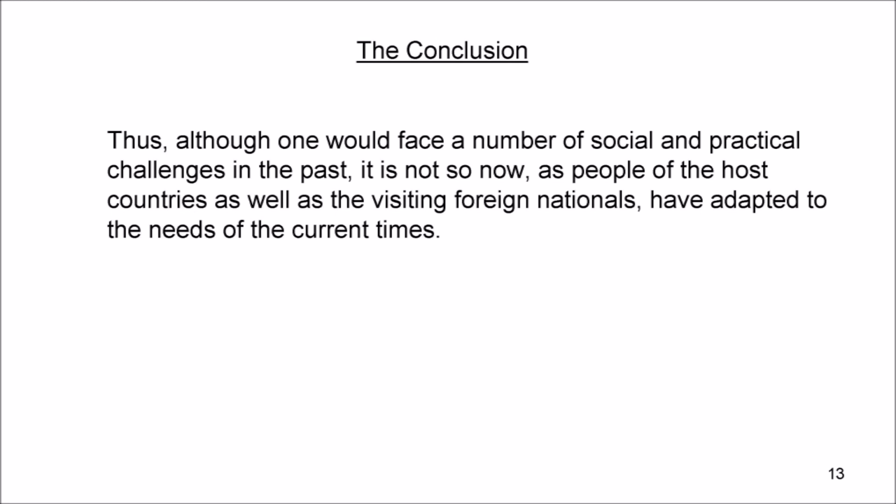And finally, the conclusion. Thus, although one would face a number of social and practical challenges in the past, it is not so now as people of the host countries as well as the visiting foreign nationals have adapted to the needs of the current times.